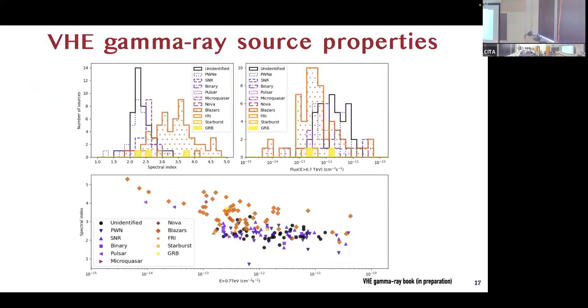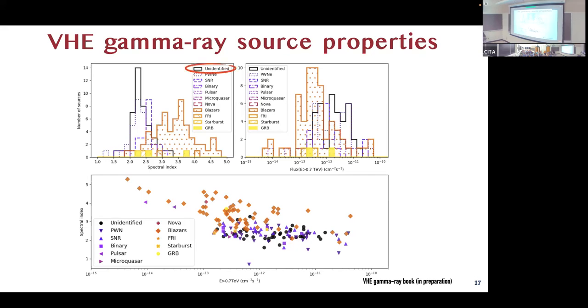And you may ask, why are they unidentified? There are many, many reasons why. This is just a summary of all the gamma ray sources we ever detected, 200 of them, and how their spectrum distribution looks. You can see that the extragalactic sources are softer. That's just because EBL absorption is there.